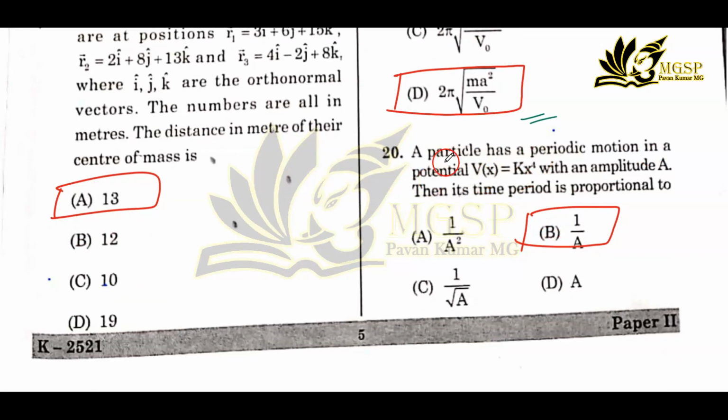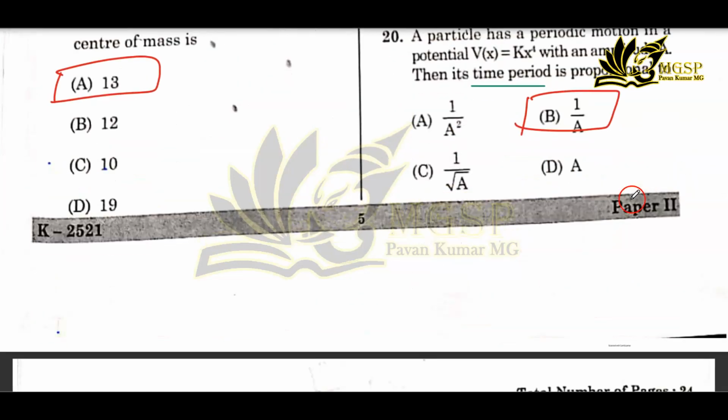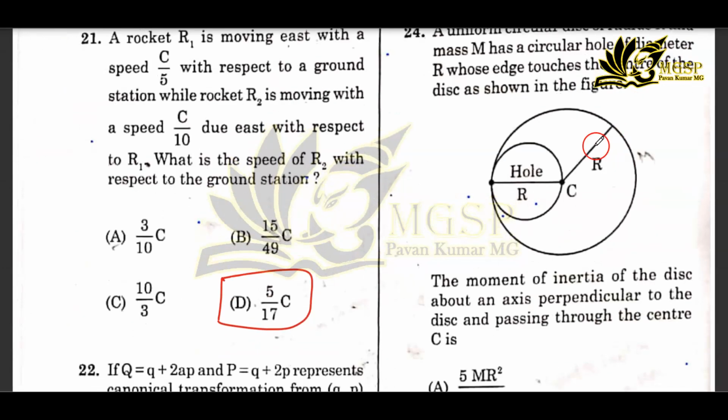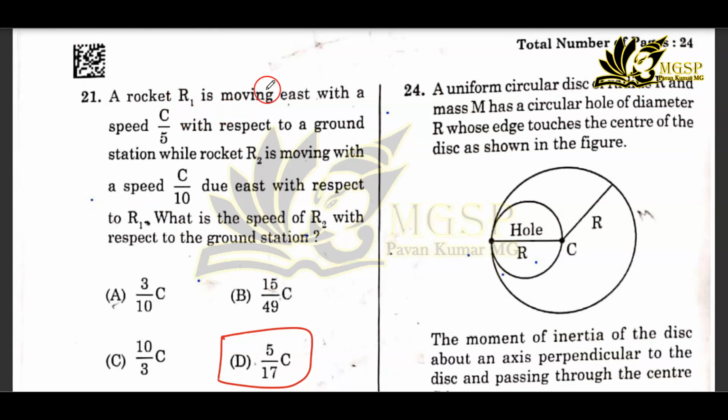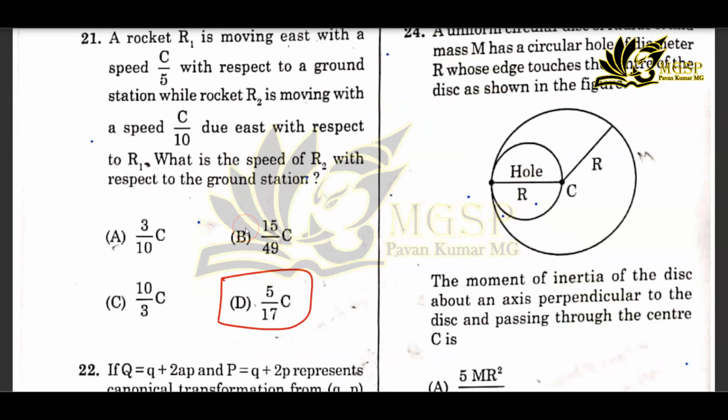And then again, for a periodic motion, they ask you to find how the amplitude and time period are proportional. We have found these two also, so this was also the correct answer. And in relativistic classical mechanics, they have given one body. A rocket is moving in this direction, and another is moving in this direction, and we need to apply the relative velocity, and they ask you r2.